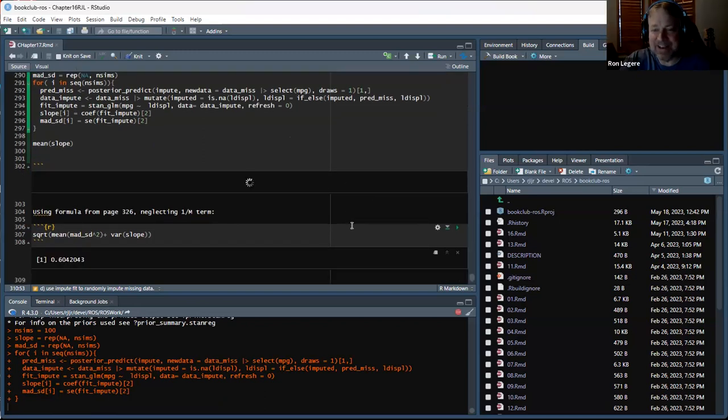It wasn't like I had to go get lunch. Then you can also calculate the error on that. It is reduced now to 0.6. The original error was 0.4 without the missing data. It shouldn't be the same as without the missing data.